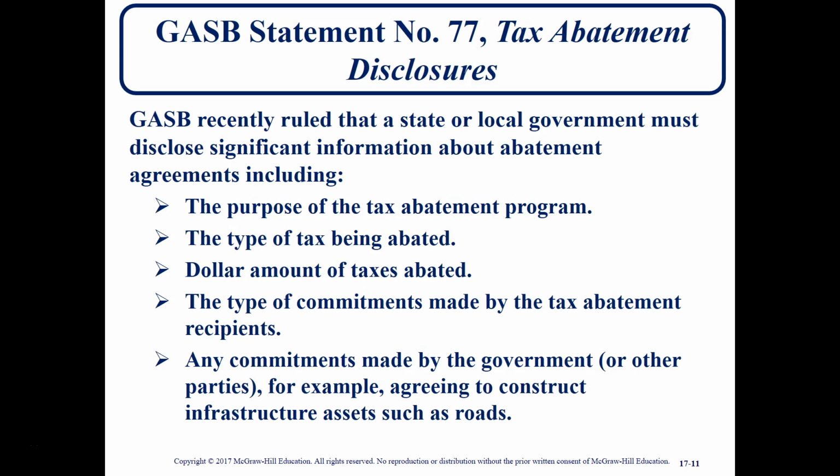The GASB recently ruled that a state or local government must disclose significant information about abatement agreements, and those include the purpose of the tax abatement program, the type of tax being abated, the dollar amount of taxes abated, the type of commitments made by the tax abatement recipients, and any commitments made by the government or other parties, so for example, agreeing to construct an infrastructure asset such as roads.